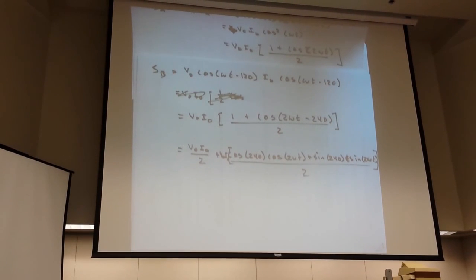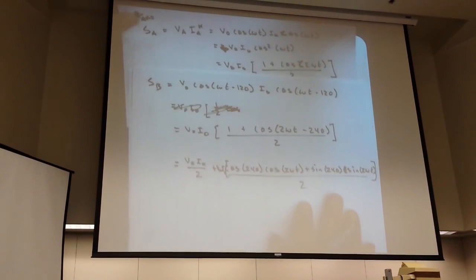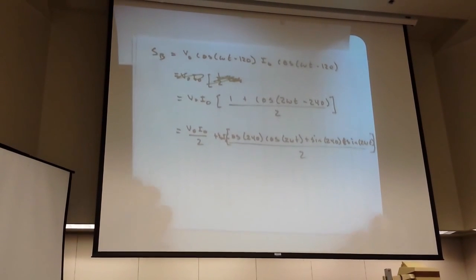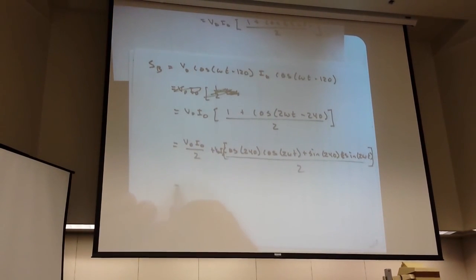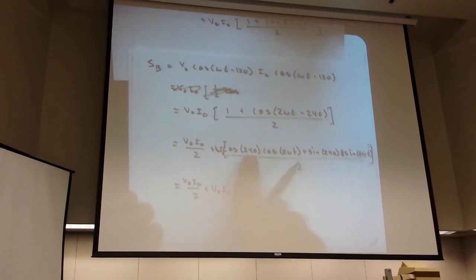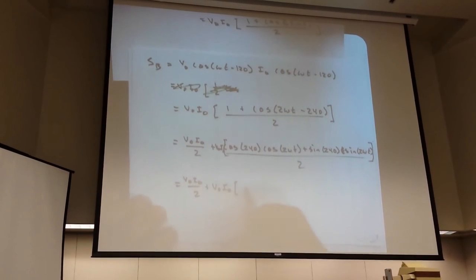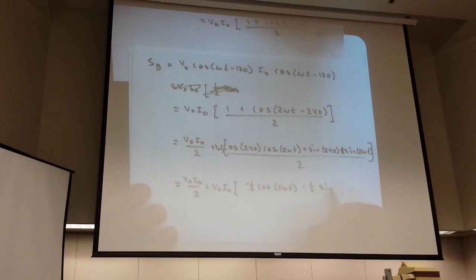Well, if I evaluate what cosine 240 is, it's all the way around, so we wind up with V naught I naught over 2, plus there's our V naught I naught, of course, and that should be minus 1/2 cosine 2 omega t, in this case, minus 1/2 sine 2 omega t. And again, all over 2.